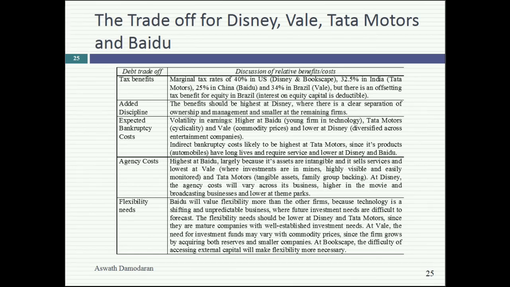So for each of these, there is some proxy you can use to capture that risk. With tax benefits, it's the tax rate. With added discipline, it's how much of the stock is held by the managers. With bankruptcy costs, it might be the rating or an interest coverage ratio if you don't have the rating. With agency costs, it might just be what percentage of your assets are physical and what percentage are intangible. So when you compare across your 6 companies or 5 companies in your group, those are some of the things you're going to focus on to make that judgment.